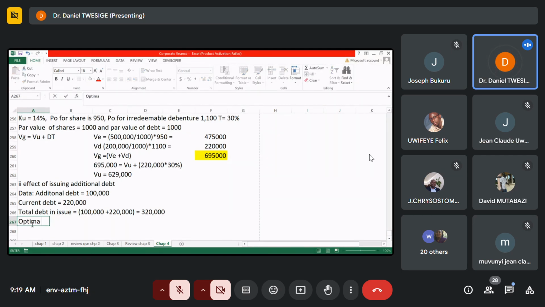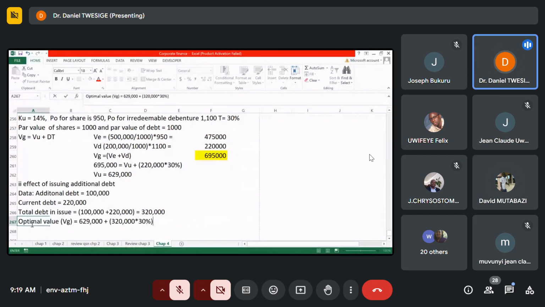The optimal value, which is going to be our VG, will be the value of ungeared. I've already calculated it, 629. That's going to be the value of ungeared business, plus the new debt, which is now 320, times our 30%.